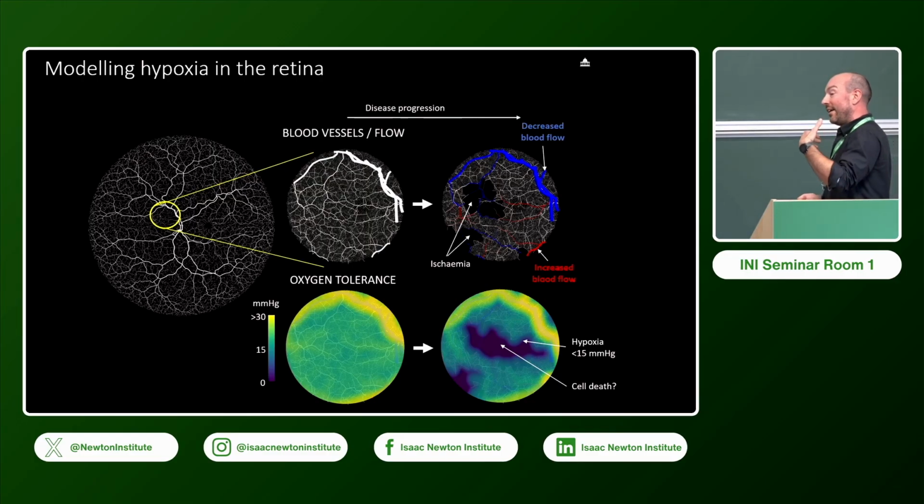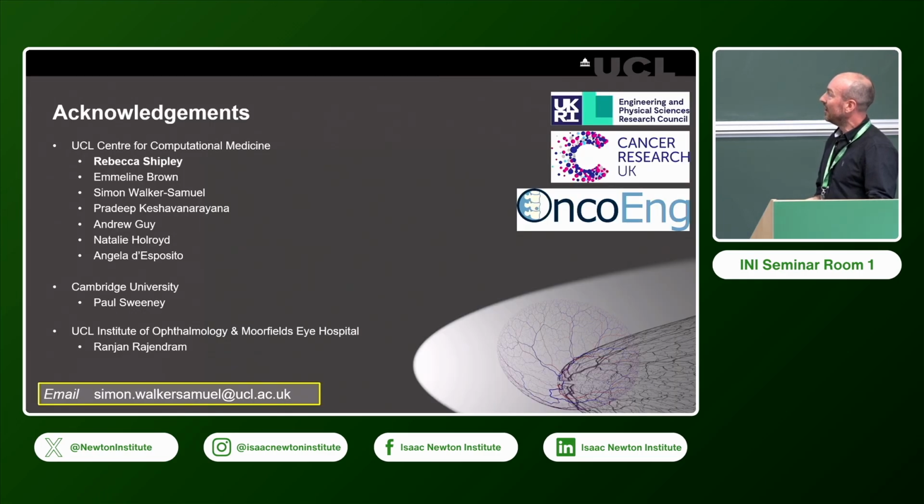So the idea is this is hopefully a way of really embedding a full kind of digital twin of each patient, each diabetic retinopathy patient, and then predicting the progression of their disease. So I will stop there, and I think I'm way ahead of time, which is unusual for me.